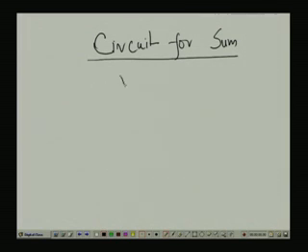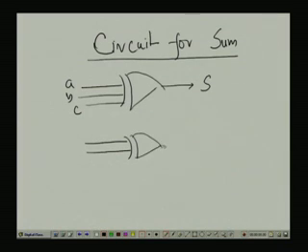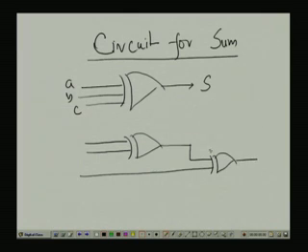say simple, I can take a 3 input XOR with inputs A, B and the carry C, and this is my sum, or it can be two input XORs with A, B and C, then S. So, this can be a sum circuit.